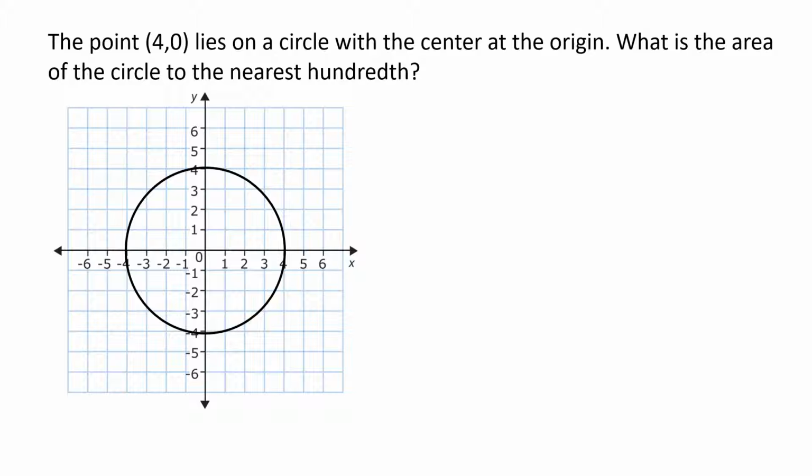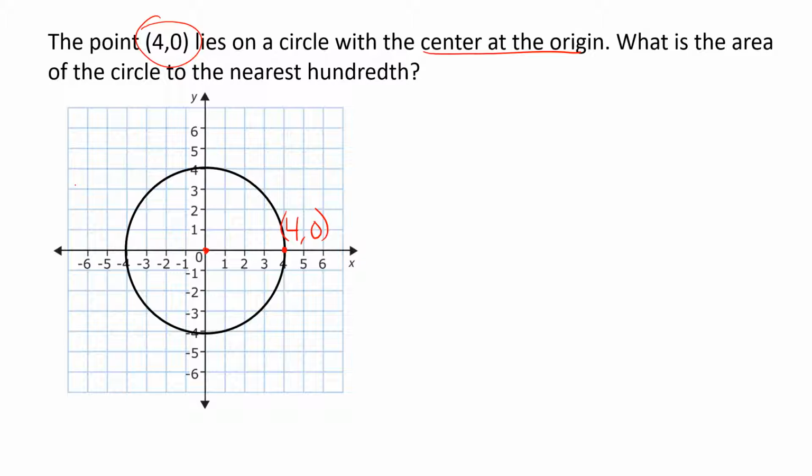Okay, here's an example. So here's a circle, and one point lies on, let me make sure I got this, so this (4, 0) is the point right there. That's the point (4, 0). And the center is on the origin where it says the center. That's the origin, right here. And what's the area of the circle?